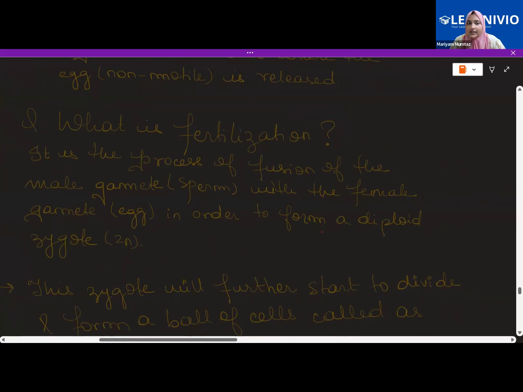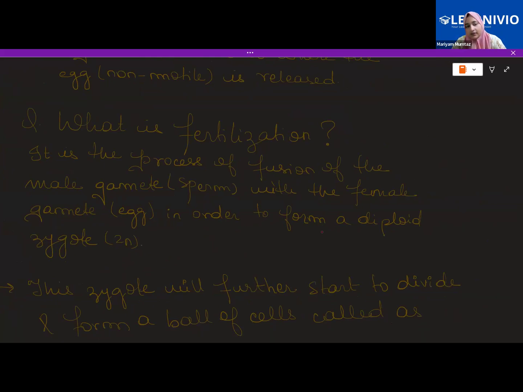What is fertilization? It is the process of fusion of the male gamete, which is called the sperm, with the female gamete, that is the egg, so that they can form a diploid zygote. So if they are forming a diploid zygote, what would be the ploidy of the sperm and the egg? Zygote, what will be the ploidy? Ploidy means the number of sets of chromosomes that they're going to have. How many? That would be 46.